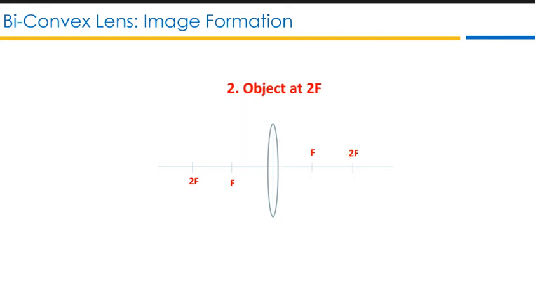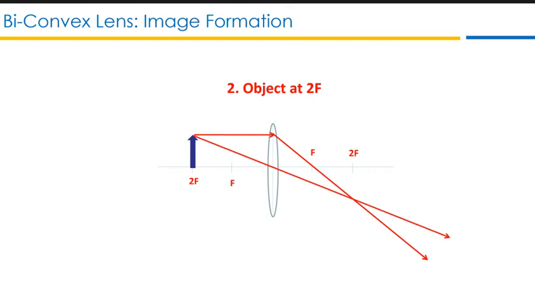What about if we place the object at 2f? So we take again the rays of light, one that comes parallel to the principal axis from the top of the object, and then it passes through the focus. The other that passes through the optical center, it shows no change, and now you can see there is no change in the size of the object, and it's actually made at the same position, but it's real, it's upside down. So we say it's real, it's inverted, it's same size, and it's at the same position.